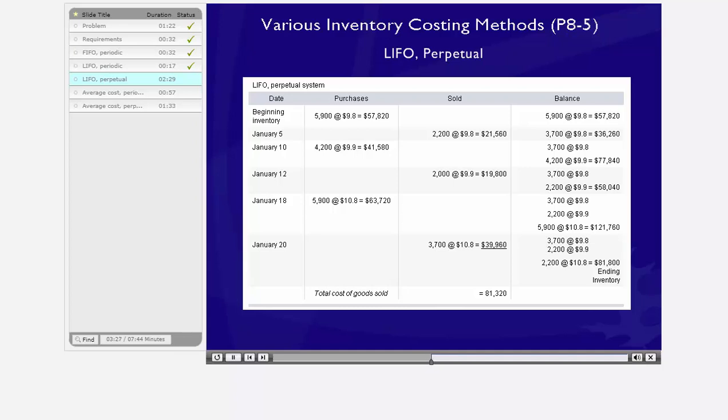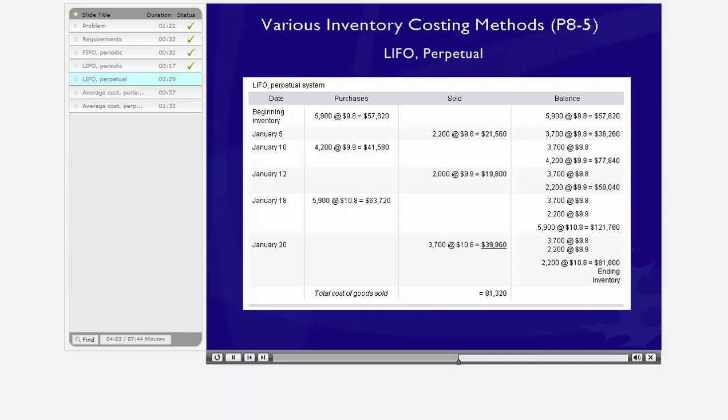And so in this slide you see we're laying out the transactions as they occur. So we start off with beginning inventory of 5,900 units at a price of $9.80 each. Then on January 5th we had a sale of 2,200 units. So that leaves us 3,700 units at the $9.80 cost. On January 10th we have a purchase of 4,200 units.